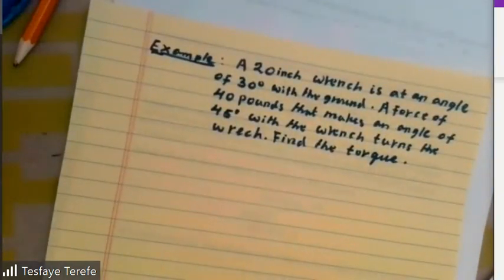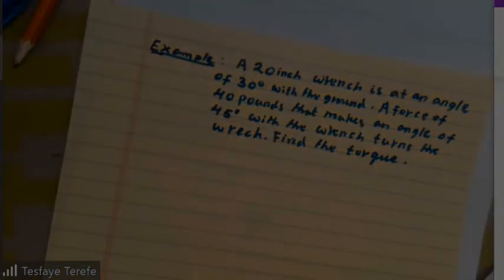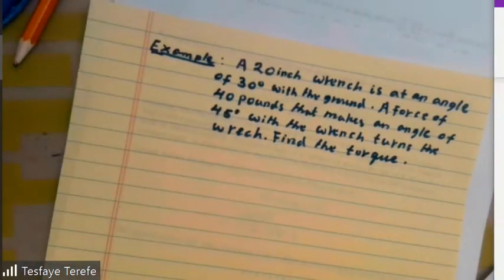Here it is. A 20-inch wrench is at an angle of 30 degrees with the ground. A force of 40 pounds that makes an angle of 45 degrees with the wrench turns the wrench. Find the torque.